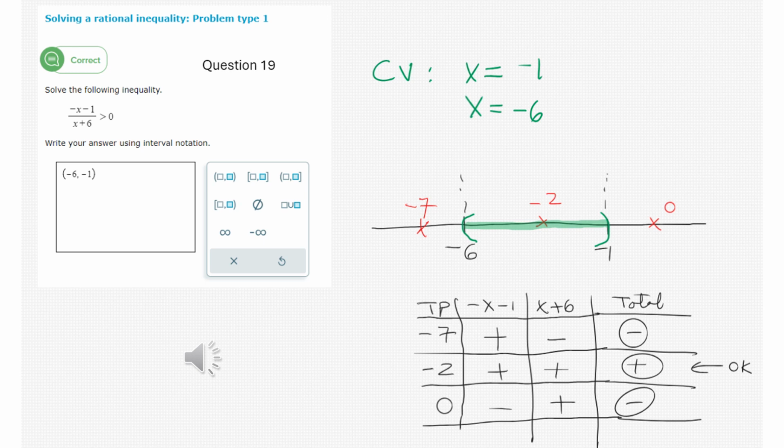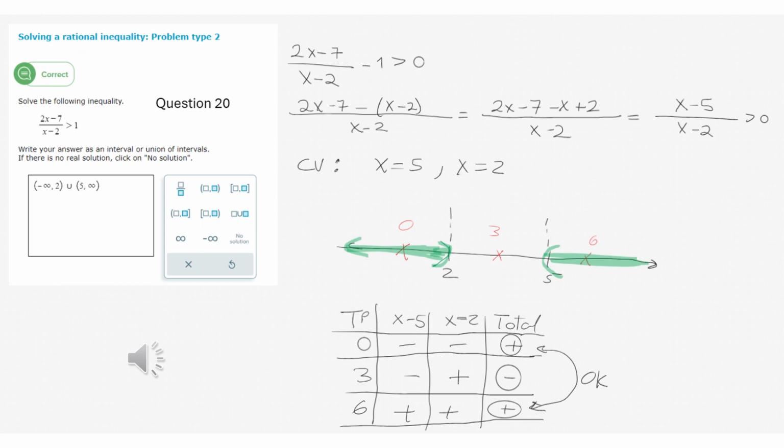Make a partition. Select now the testing points -7, -2, and 0. Remember, it's totally arbitrary inside. And you create the table and you evaluate one by one inside the factors. And you get that the positive is only at -2. That is, the testing point that passes the test is -2. The rest no. Okay, so the solution you highlight is in between -6 and -1. Of course, parentheses, because our inequality is a strict inequality, no equal sign, never bracket, always parentheses.